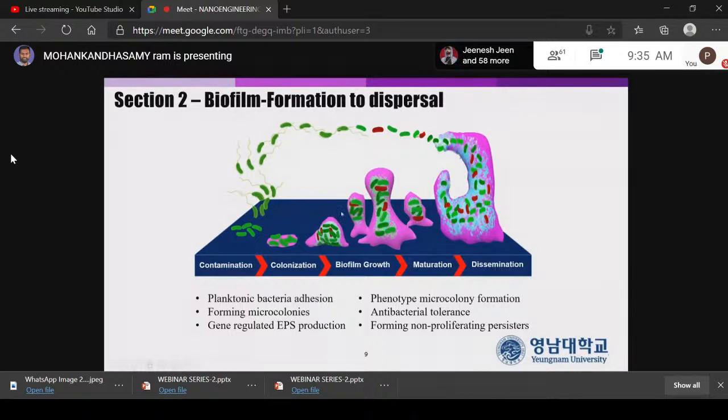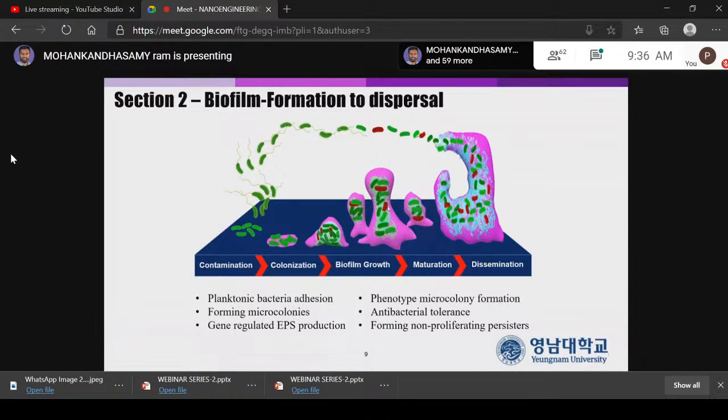This is called a 3D network. This 3D network is made up of biological proteins produced by those bacterial cells and polysaccharides, exopolysaccharides. So as time goes by, the bacteria grow and they become a very matured biofilm. That maturation part is the very problematic part.